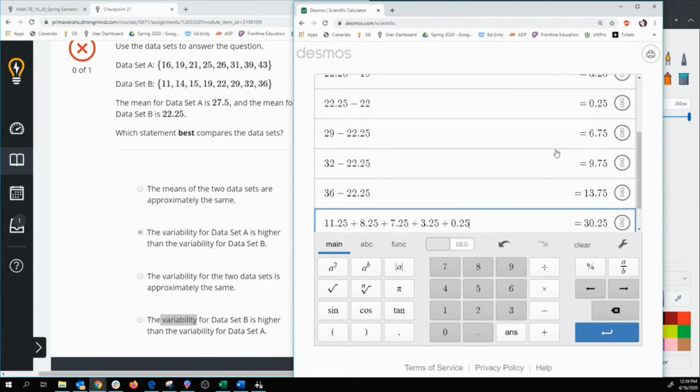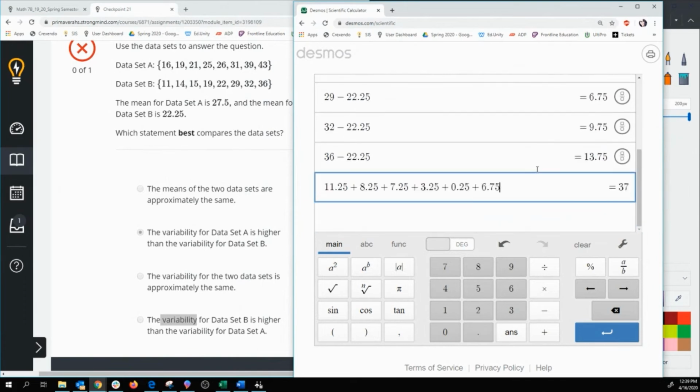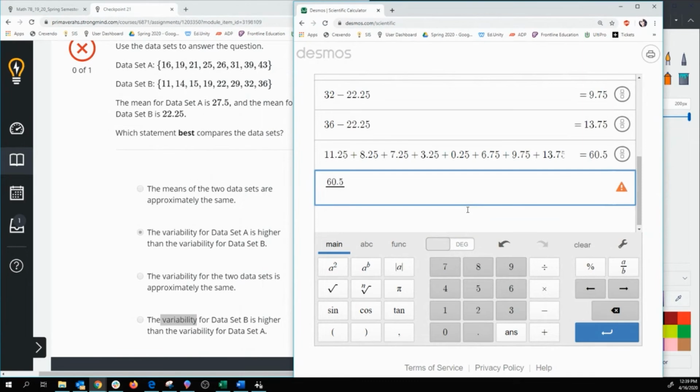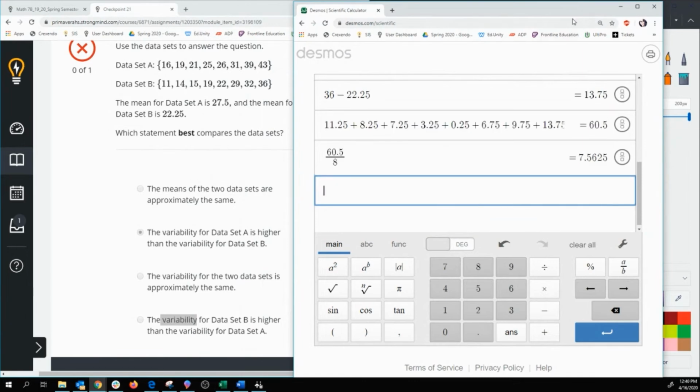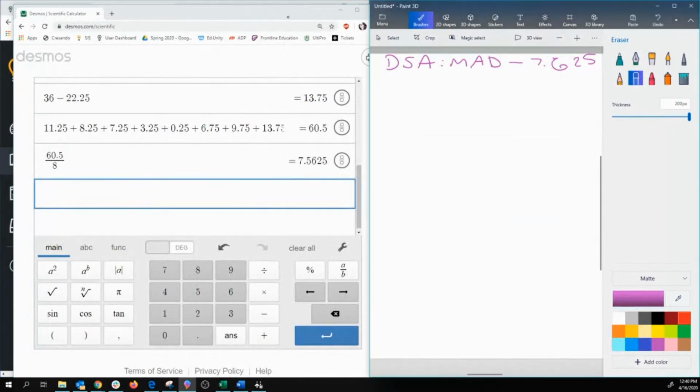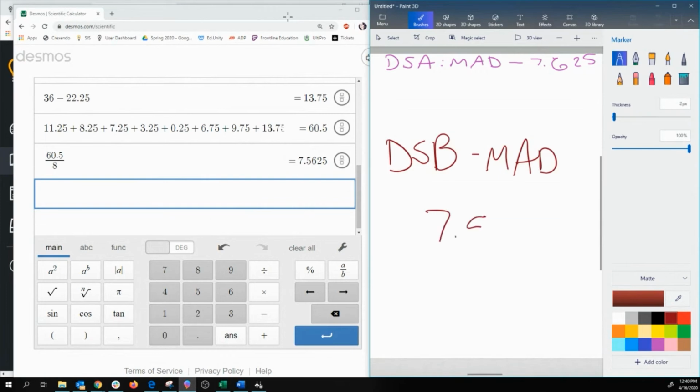0.25, and then I think scrolling. Okay, so I have 60.5, and I'm going to divide that by 8, and I get 7.56. So my mean absolute deviation for data set B is going to be 7.56.